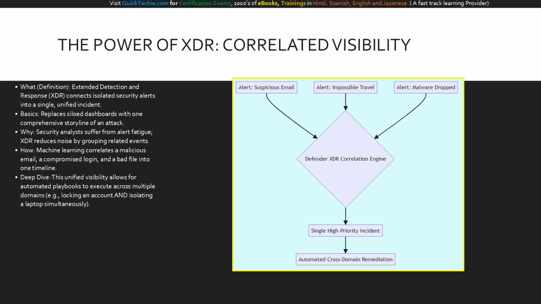This diagram illustrates the XDR correlation engine at work. On the left, we have three distinct alerts that, in a legacy system, would go to three different analysts: a suspicious email, an impossible travel login, and a malware dropped alert. The Defender XDR engine ingests all three, realizes they belong to the exact same attack chain, and outputs a single high-priority incident. This triggers automated cross-domain remediation, crushing the attack instantly and saving your team hours of manual forensic work.